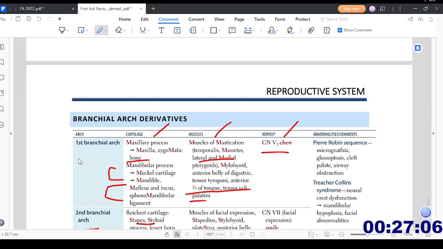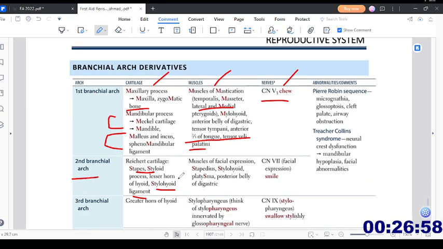And for the muscles, now you can see the muscles of facial expression like this one, and all of the muscles of facial expression along with the stapedius muscle, the stylohyoid muscle, platysma, and posterior belly of digastric are coming from the second pharyngeal arch, and the nerve supplying the facial muscles is the seventh nerve for facial expression. So the first arch is for chewing, the second one is for smiling.